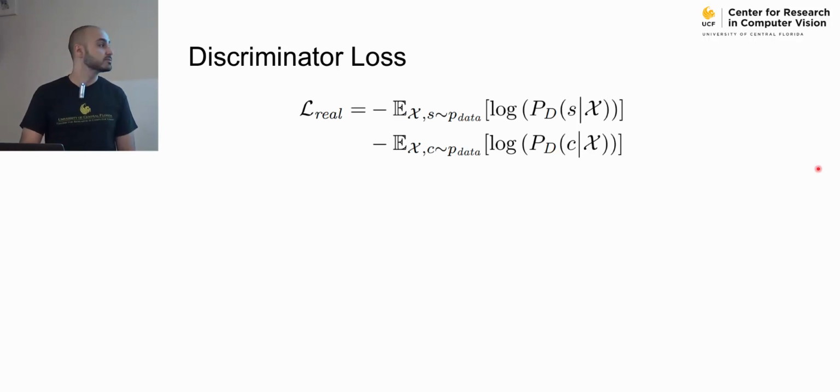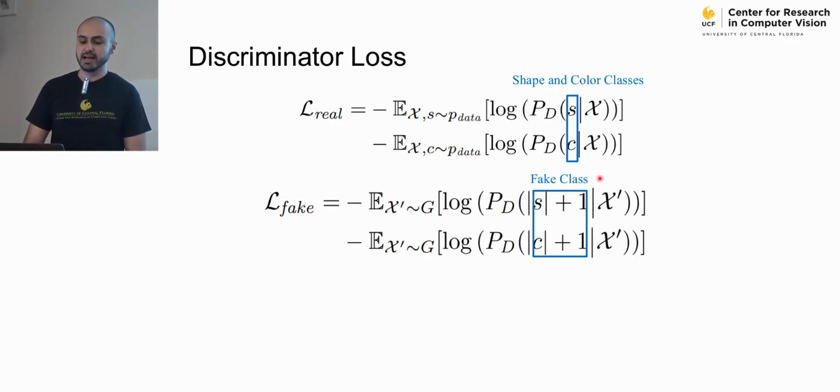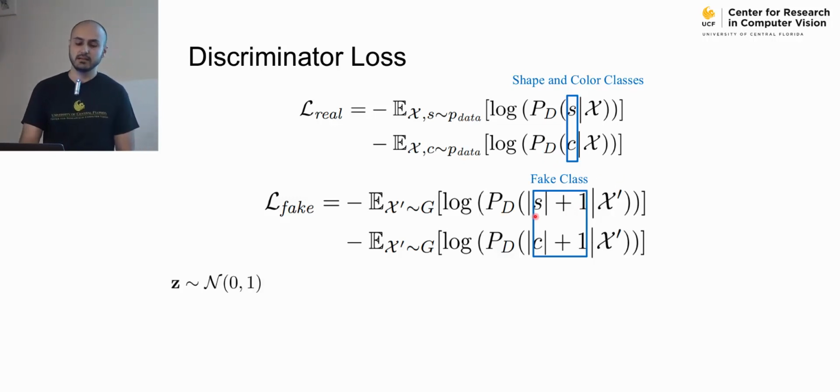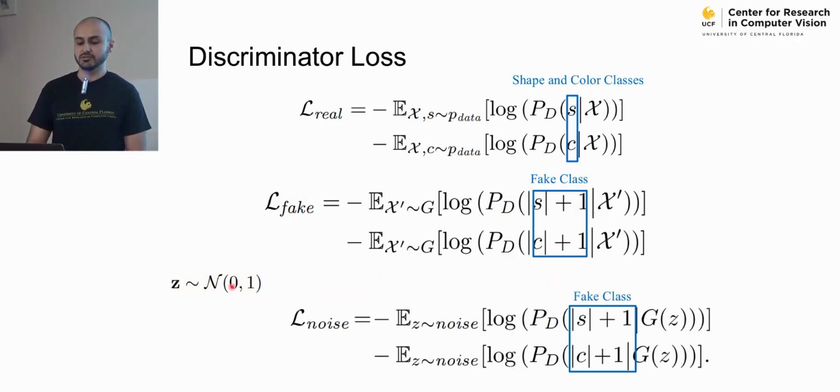So let's look at the loss to train our generator and discriminator. For the discriminator loss, the discriminator tries to assign the correct class to each of the real data samples, correct shape and correct color. For the fake samples, it tries to assign the fake class to each of them. And for any random noise vector drawn from a normal distribution with mean 0 and variance 1, it tries to assign the fake class to it as well. It's a technique to make the discriminator work better or stabilize the discriminator.